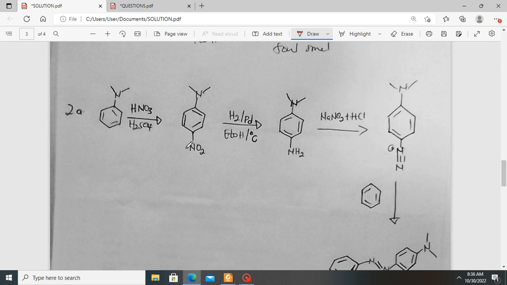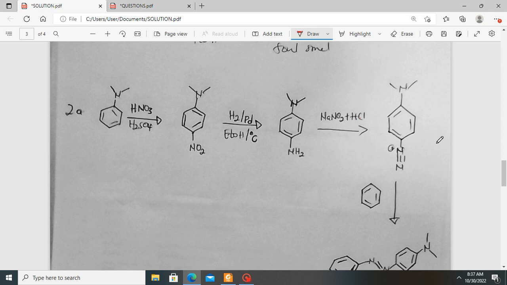Then when this is reduced with hydrogen over palladium with mild heat, you reduce the nitro group to an amine group. So this is an amino group. So nitrated benzene can be converted to amine by reduction through this process. Now, having got the amine, you add nitrous acid, which is formed from the reaction of sodium nitrite and HCl. That forms a diazonium ion.